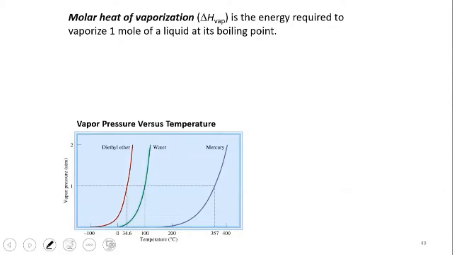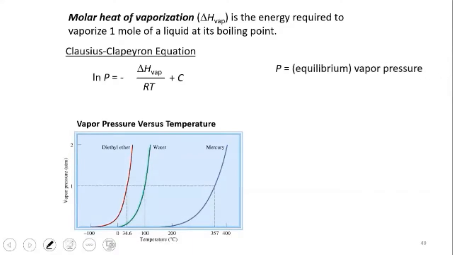The heat of vaporization is a property that you measure by doing what is called a Clausius-Clapeyron graph. We're going to be doing this in a couple of weeks, but in the meantime, let me give you what the equation is. The Clausius-Clapeyron equation, you can see it here. This is the natural log of P, where P is the equilibrium vapor pressure, minus delta HVAP, which is the heat of vaporization, divided by RT, where T is the temperature in Kelvin, and R is the gas constant.